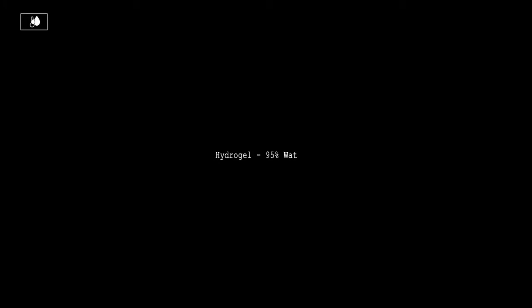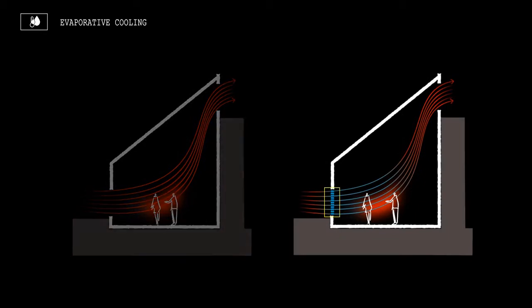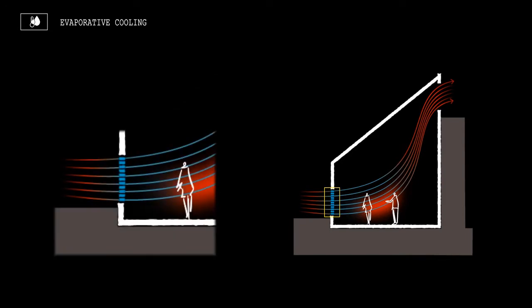Since swollen hydrogels are 95% water, they have the same rate of evaporation, which is 0.6 kilocalories per gram. Therefore, hydrogels can be used for evaporative cooling. Their solid state allows for ease of application, installation, and maintenance. They can undergo thousands of swelling cycles, making them durable.